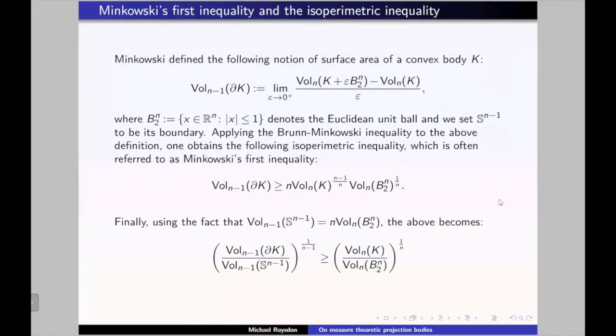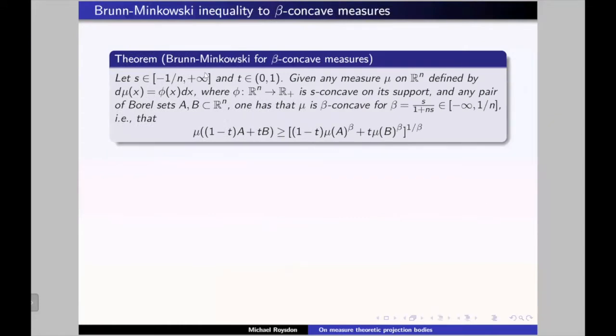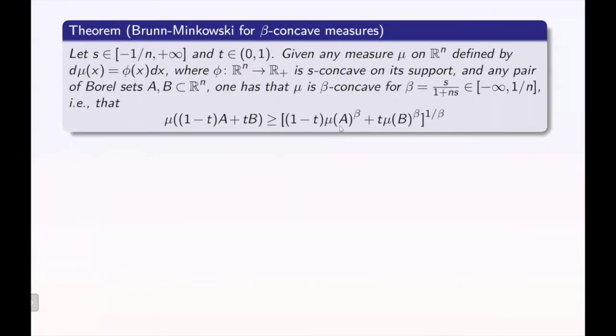But in fact, the Brunn-Minkowski inequality holds for even larger classes of measures, not just the volume. So we can discuss this notion of Brunn-Minkowski for beta concave measures. What one does is fix some parameter s in minus one over the dimension to plus infinity and some t in zero one. If you have any measure mu on R^n with non-negative density, so that when you raise it to the s power it is concave on its support, then for any pair of Borel measurable sets, mu of the convex Minkowski combination of these sets always exceeds the beta average of the measure of the first set A and the measure of the second set B. And here beta depends both on the dimension and the concavity parameter that you pick to begin with.